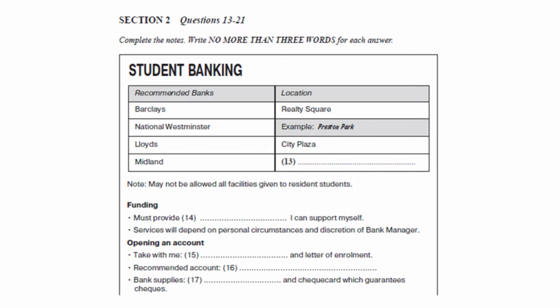Now, as an international student, you will need to provide evidence that you can fund yourself for however long your course lasts. Banks have different policies, and the services that they'll offer you will depend on your individual circumstances and on the discretion of the bank manager involved. So it's a matter of going there and finding out about your own particular situation.